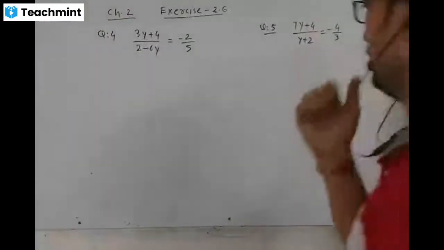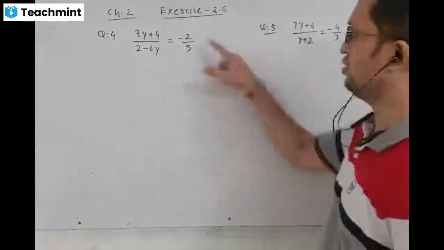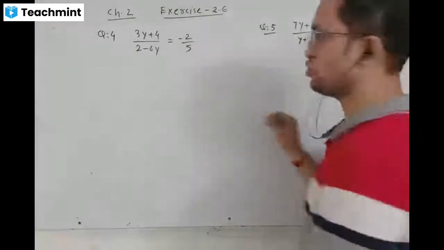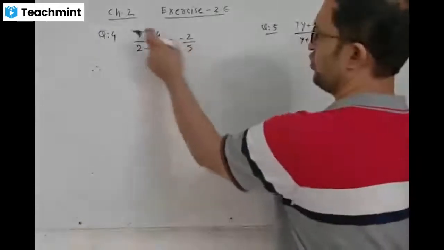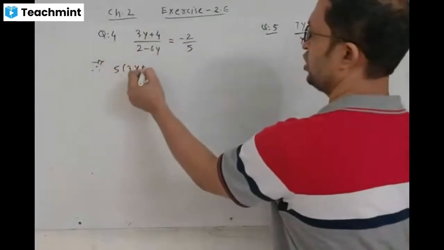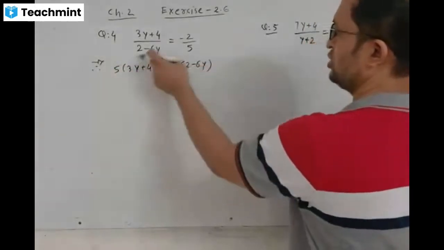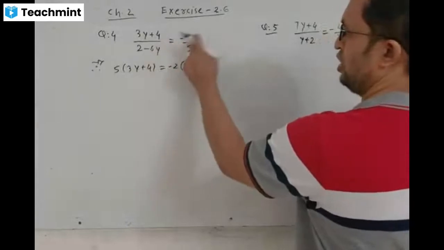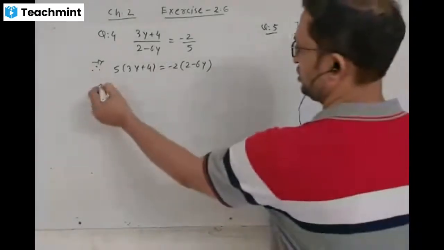Question number 4. (3y plus 4) upon (2 minus 6y) is minus 2 by 5. How to solve? Solve by cross multiplication. So 5 multiply with (3y plus 4) equals minus 2 into bracket (2 minus 6y). Minus 2 multiply (2 minus 6y). Okay? Here. Apply the distributive law.